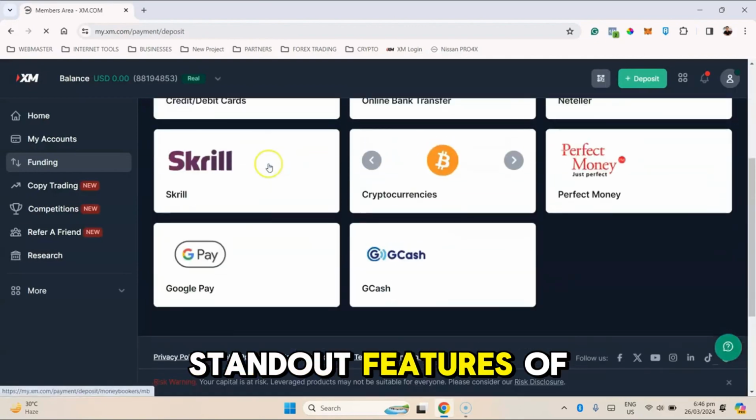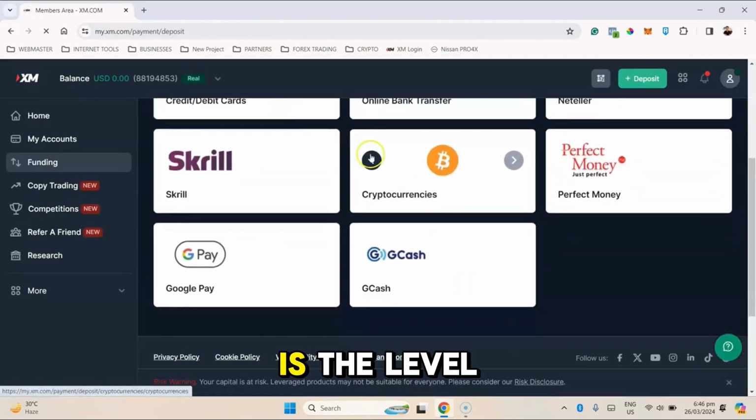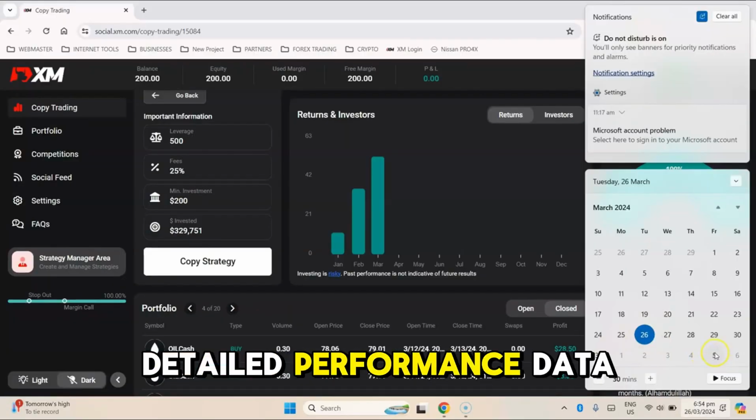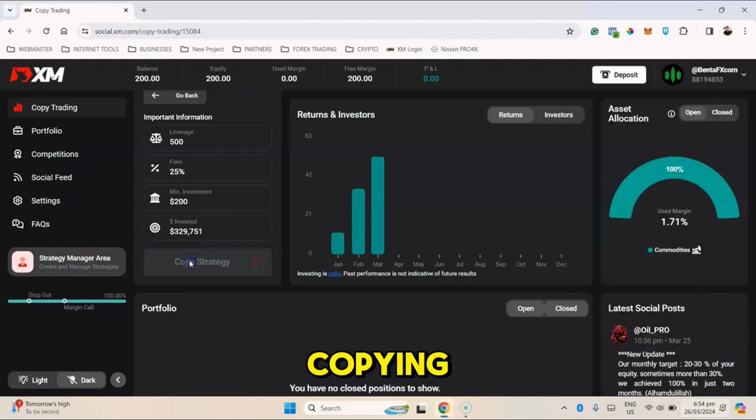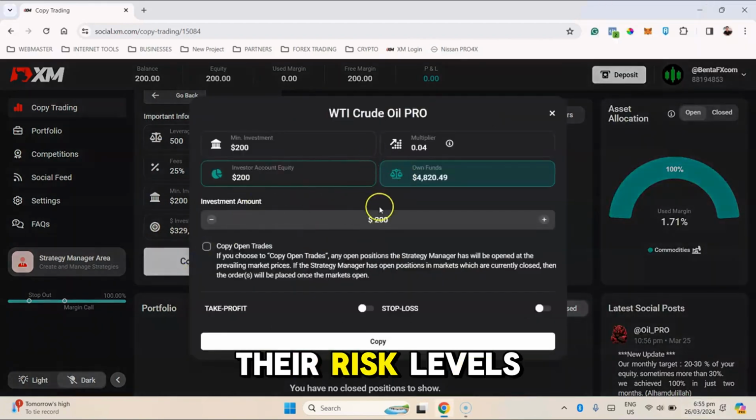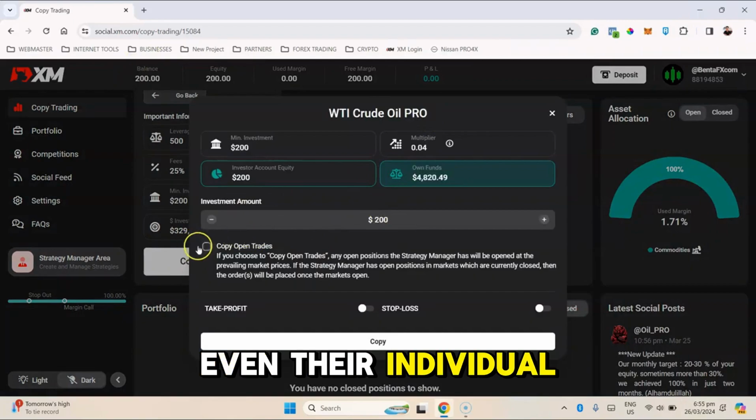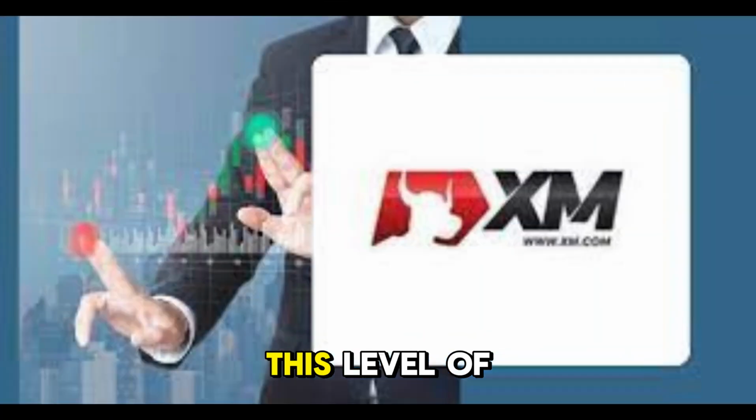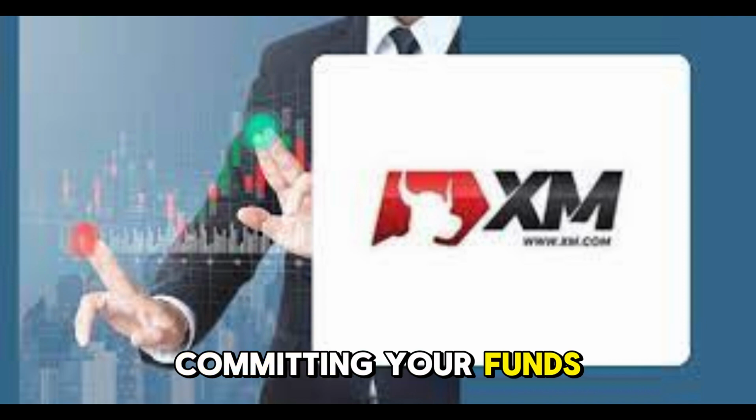2. Transparency and control. One of the standout features of XM Global's copy trading is the level of transparency it offers. You can see detailed performance data about the traders you're thinking of copying. You can view their risk levels, success rates, and even their individual trade histories. This level of transparency helps you make an informed decision before committing your funds.